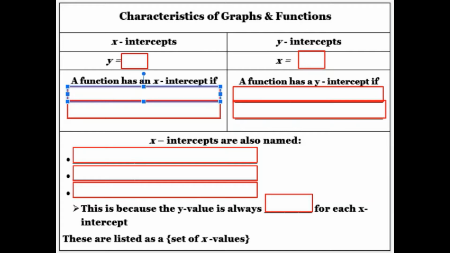Today's video is going to talk about characteristics of graphs and functions. We're going to be starting with x and y-intercept. Now an x-intercept is where your graph is touching the x-axis. It's a point on the x-axis. So a function has an x-intercept if the graph touches the x-axis.